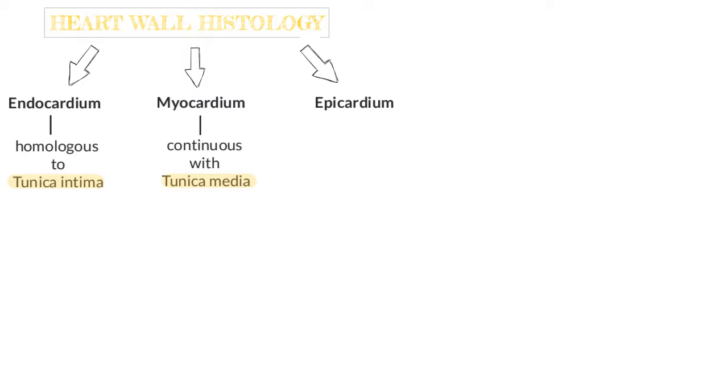It consists of a functional syncytium of striated cardiac muscle fibers, forming three major types of cardiac muscle. This includes atrial muscle, ventricular muscle, specialized excitatory muscle, and conductive muscle fibers.